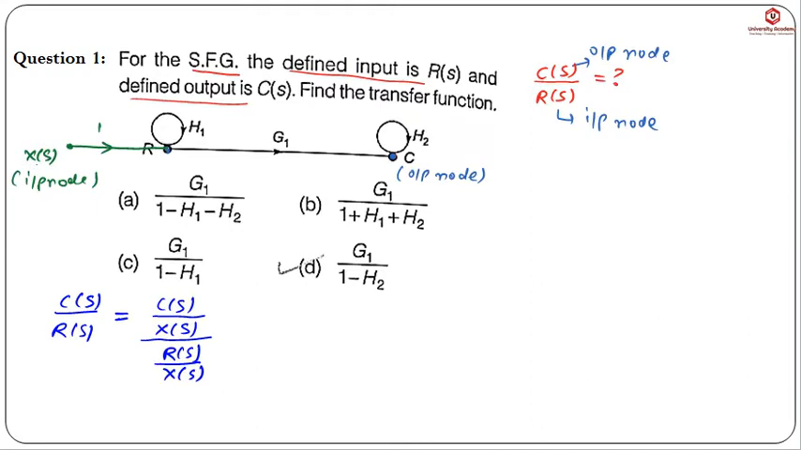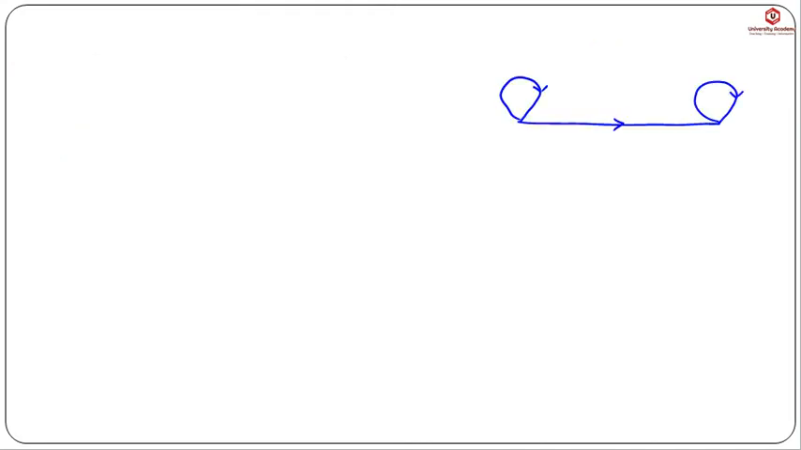Okay, so let me draw the signal flow graph given. So this was the signal flow graph given. In this, these two are self loops. Okay, and it was like this, and gain is h1 and h2 and g1. Okay, so this is h1, this is g1, this is h2. So now we have connected one additional node which is x. Gain is 1, this was r, and this is c.